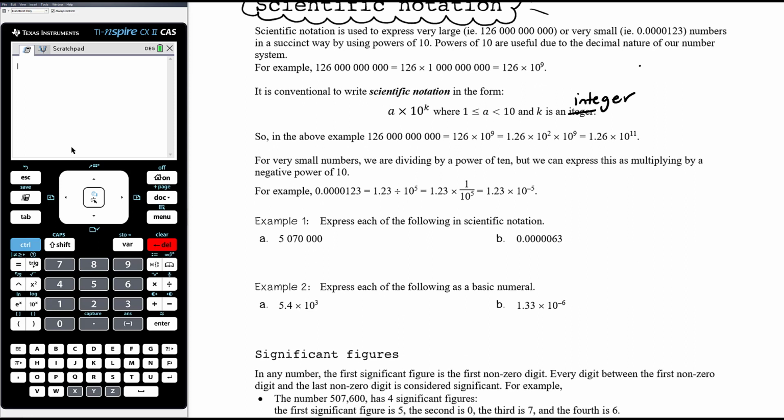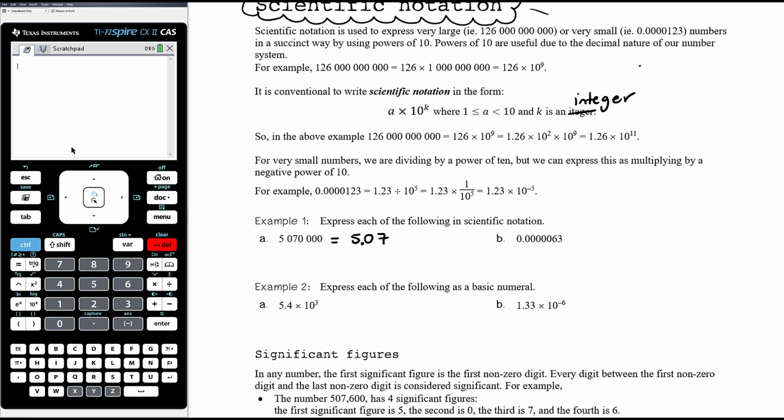Okay, so for example, express each of the following in scientific notation. So the first step is to take the non-zero digits. Now, if there's a 0, it doesn't mean that 507 becomes 57. We can't ignore any zeros that happen between the first and the last non-zero digit. So I'm going to write down those digits, 507. They're what we would call the significant figures of this number. And I need to put the decimal point so that that's a number between 1 and 10. So it's going to have to be 5.07.